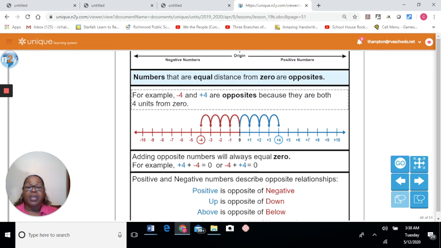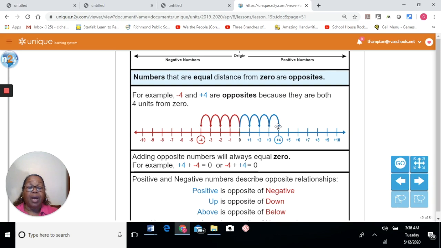For example, if I have a plus four, and I'm going to add a negative four to it. All positive numbers are to the right. All negative numbers are to the left. So if I have a positive four and I want to add a negative four, I would have to move to the left. So a positive four here plus the negative four will always equal zero.